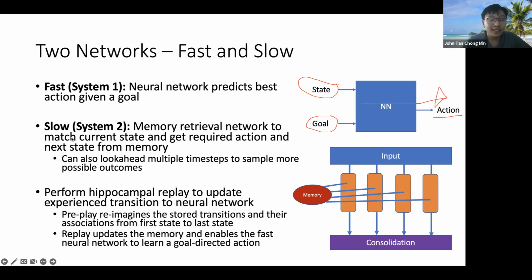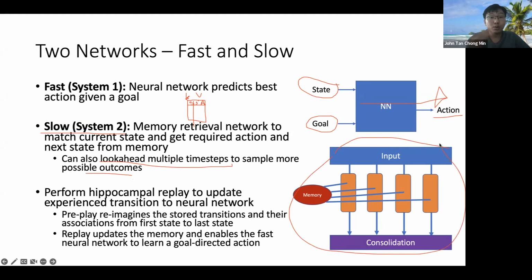Okay, so next we have the slow system. The slow system is basically a memory retrieval network, like the key value table that you saw earlier, that will match the current state. There's a state, which is the key, and the value is the next state, S prime, and the action to get that state. So we can use this memory retrieval system to look ahead multiple time steps in order to get the outcome. I will describe this mechanism in the next slide.